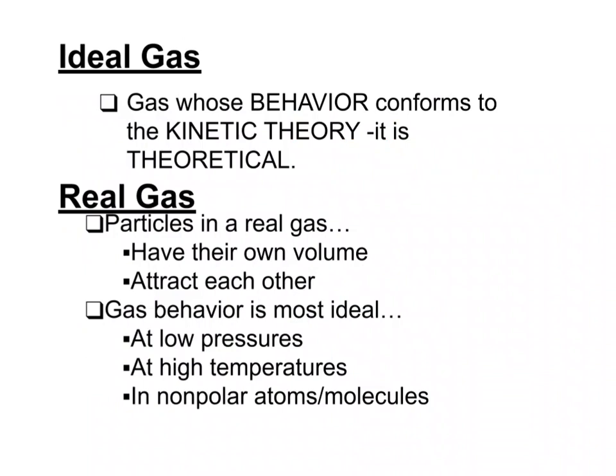So there's an ideal gas and a real gas. An ideal gas is a gas that conforms to everything that we want it to conform to. It's basically a perfect gas. And so this is a theoretical gas because perfect gases don't exist. So the gases that we experience on our day-to-day basis are considered real gases. And particles in a real gas have their own volume. They take up the space of whatever container they're in. They do attract. There is some attraction to one another. Gas behavior is most ideal at low pressures, at high temperatures, and in nonpolar atoms or molecules.